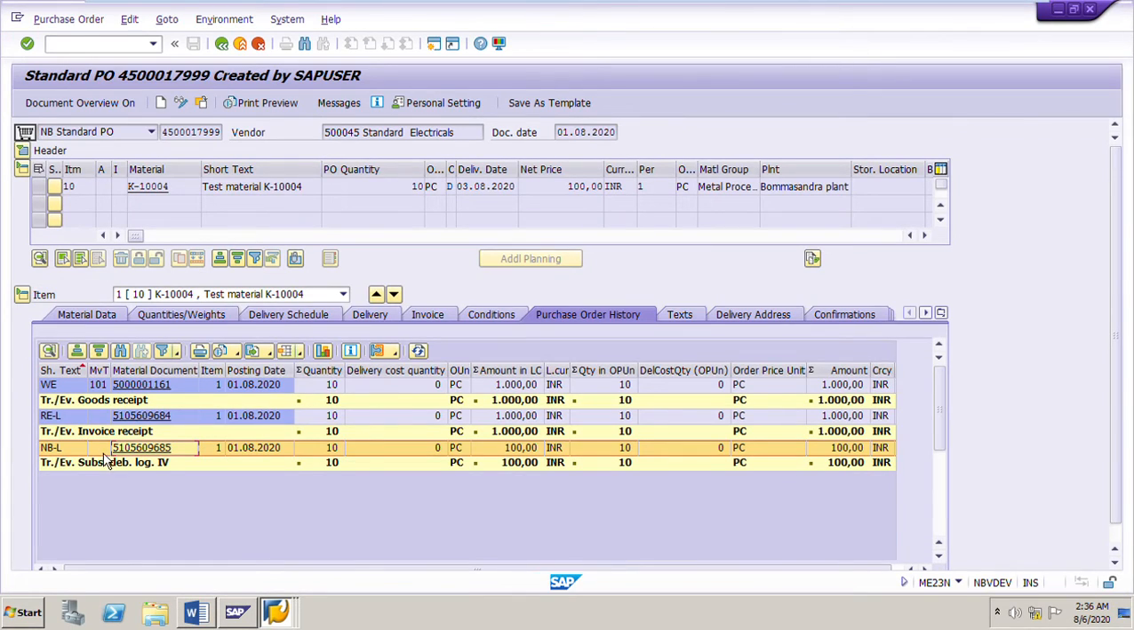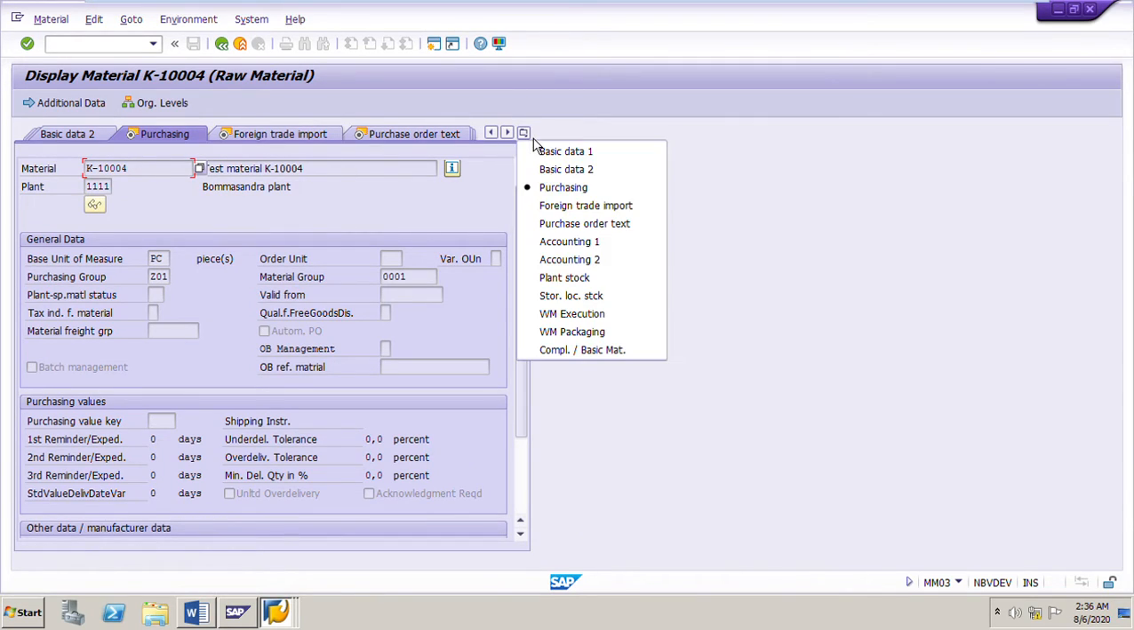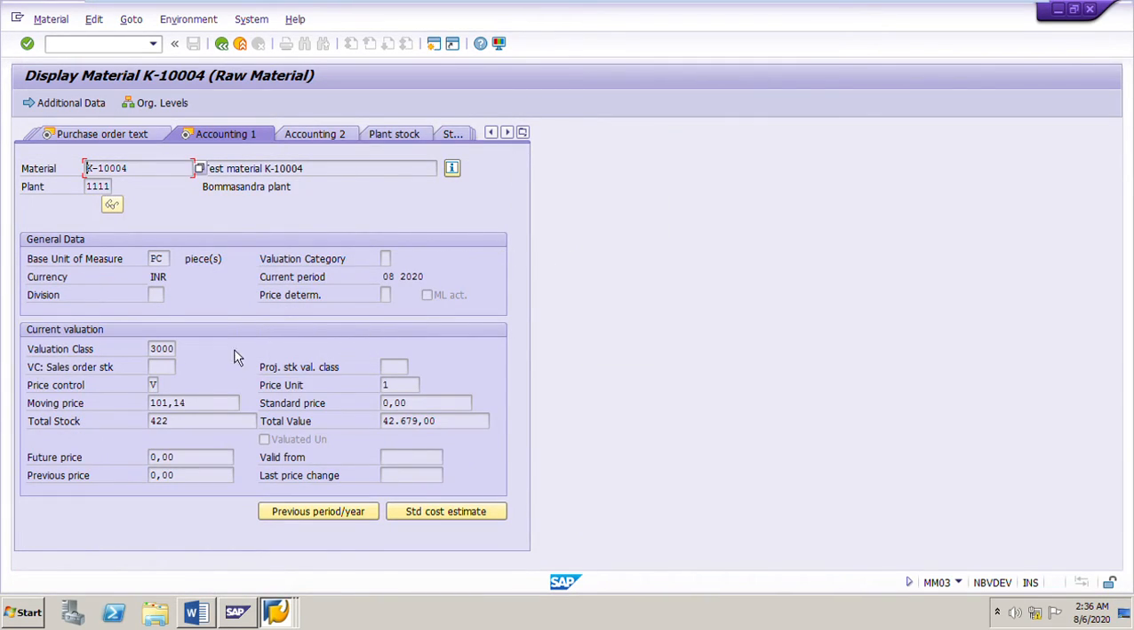For example, here I will show you one PO where the subsequent debit or credit is already posted. Here this PO, 4500017999. For this PO, the total PO quantity of 10 pieces is already received and the invoice is already posted for the total PO quantity. Next, the vendor has sent a subsequent debit of 100 rupees for this PO. So this is also posted. Now this material, K-10004, if you go to the accounting 1 view, this material is valued at moving average price V.